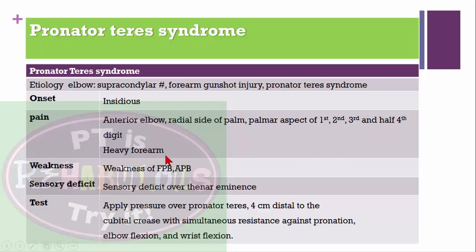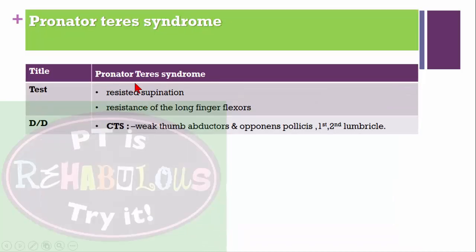Heaviness in the forearm is noted. Weakness of flexor pollicis brevis and abductor pollicis brevis is noted. Sensory deficit over the thenar eminence. Special test: apply pressure over the pronator teres 4 cm distal to the cubital crease with simultaneous resistance applied against pronation, elbow flexion and wrist flexion. And for the special test, resisted supination and resistance of long fingers, we can use that.